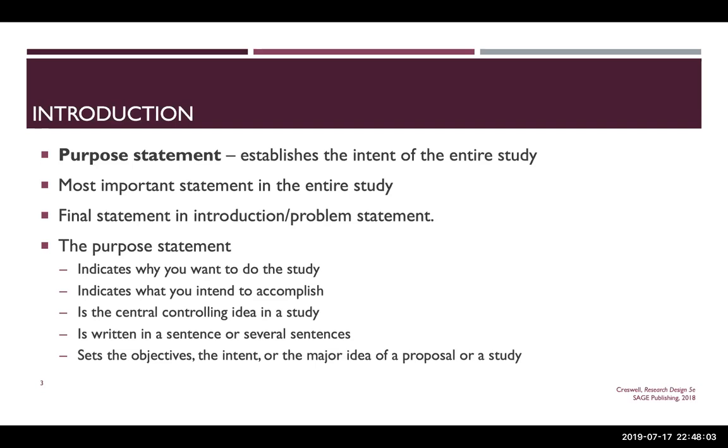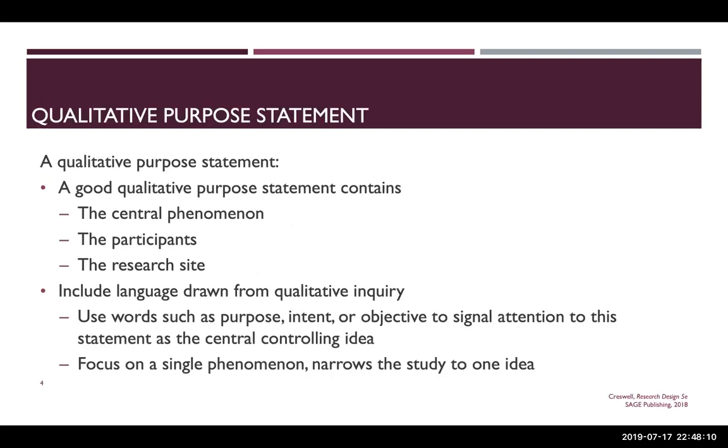It tells what you want to do. It tells you how you intend to accomplish it. It tells you what your variables are. There are different types of purpose statements based on the research method. In a qualitative purpose statement, a good purpose statement identifies what the phenomena is that you're going to study, who the participants are, and where you're going to do the research.